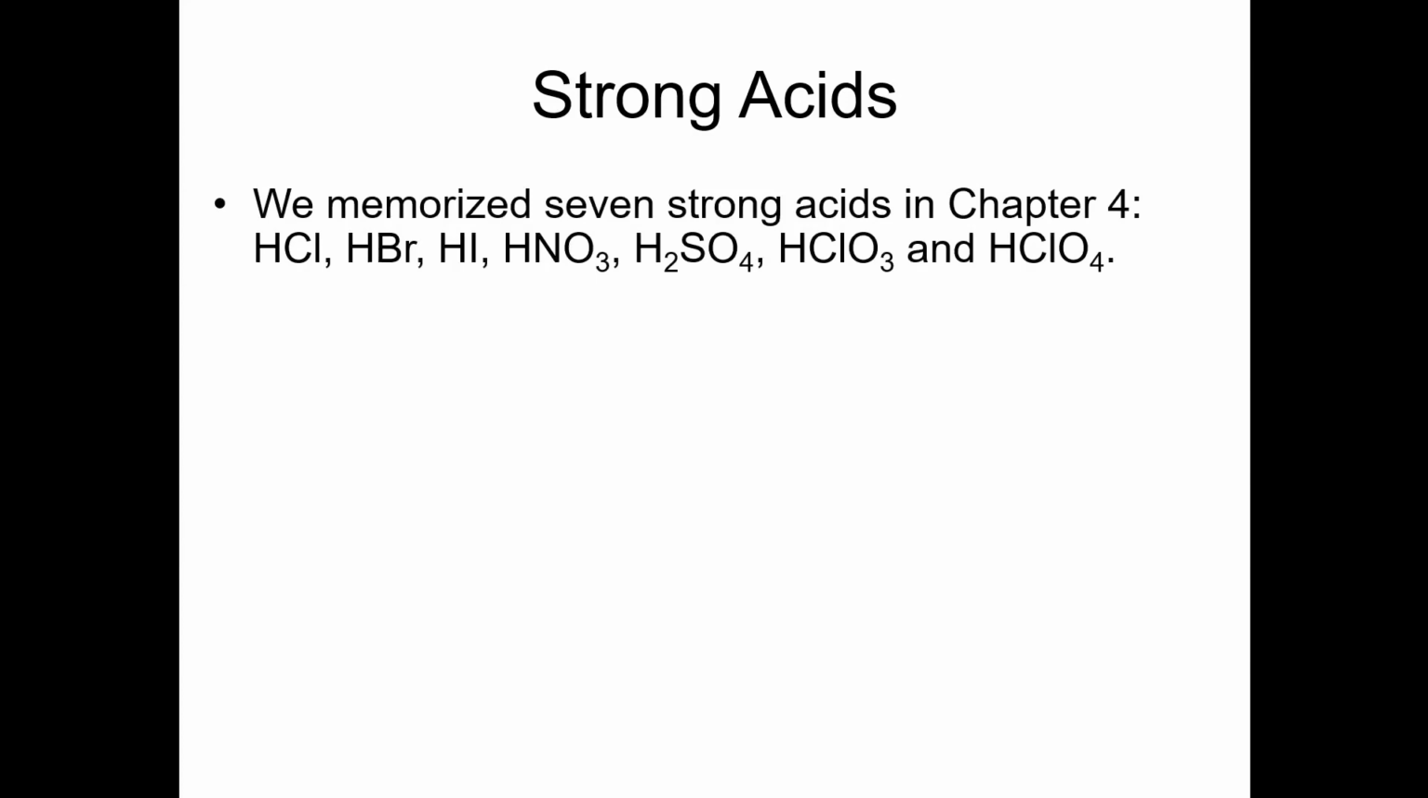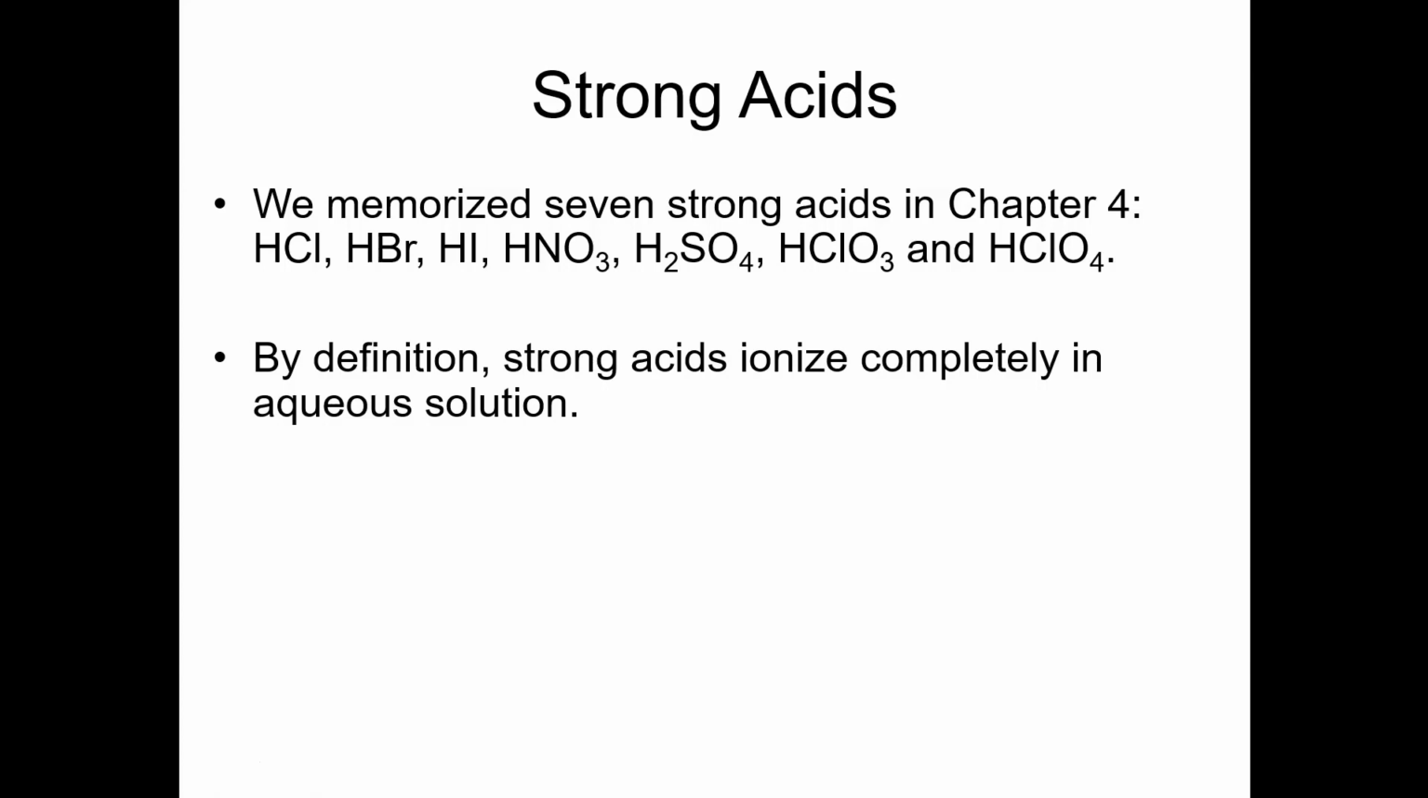Back in chapter 4, we memorized 7 strong acids, and every other acid is either a weak acid or a negligible acid. And so just as a reminder, these are the 7 strong acids: HCl, HBr, HI, nitric, sulfuric, chloric, and perchloric. Every other acid is either a weak acid or a negligible acid.